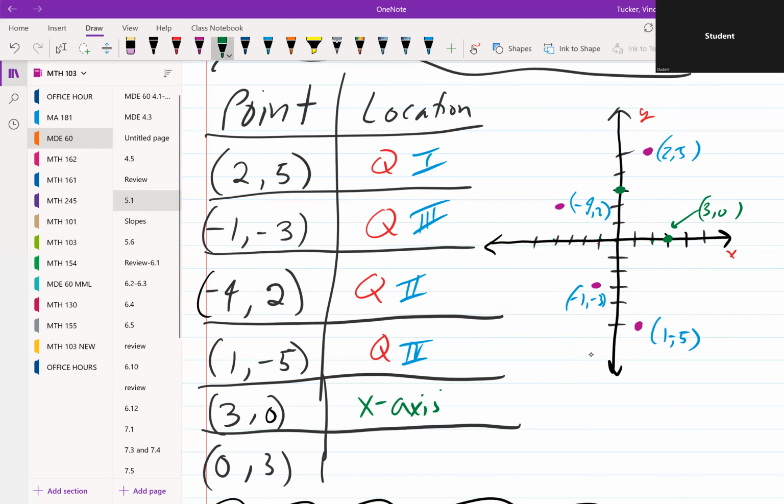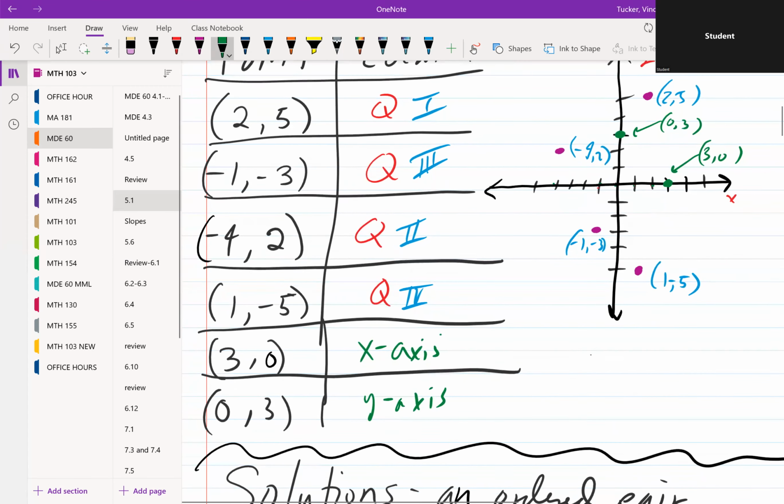And then similarly with 0, 3, you don't move to the left or right because x is 0. So you just go up 3. And that'll put us on the y-axis. Any problems before we scroll up?